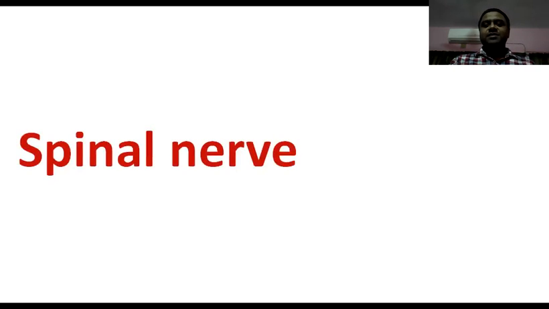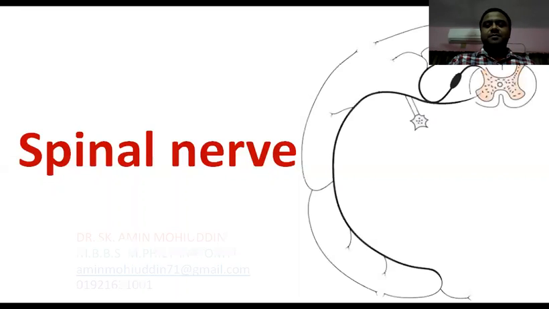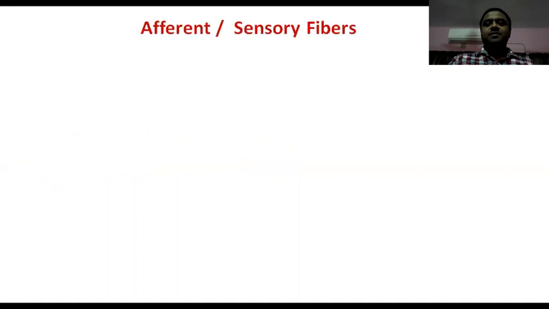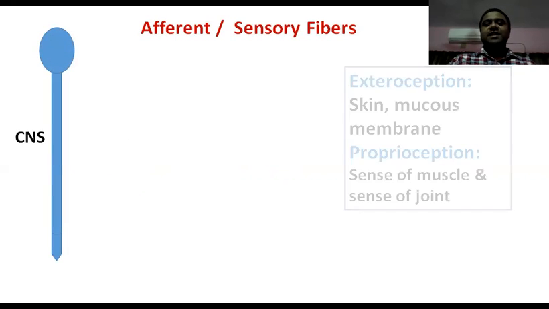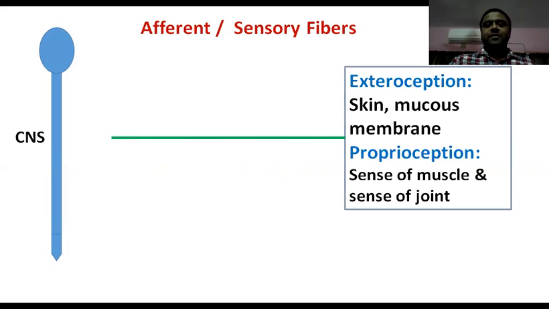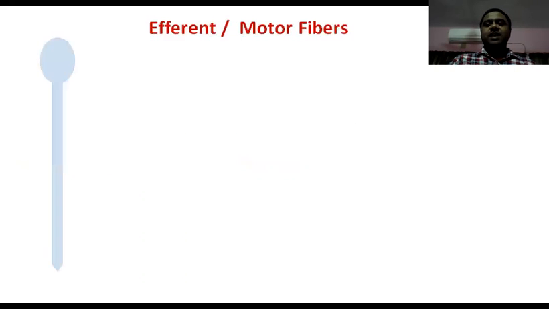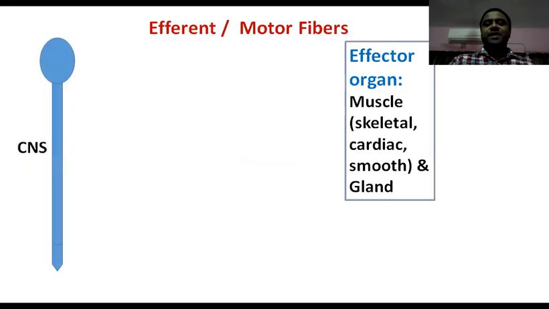In this session, I'm going to share my knowledge on spinal nerve, intercostal nerve, and typical intercostal nerve. Spinal nerve is a mixed nerve that contains both the motor fibers and the sensory fibers. The sensory fibers carry sensation from the periphery to the central, and the motor fibers carry motor response from central to the periphery.